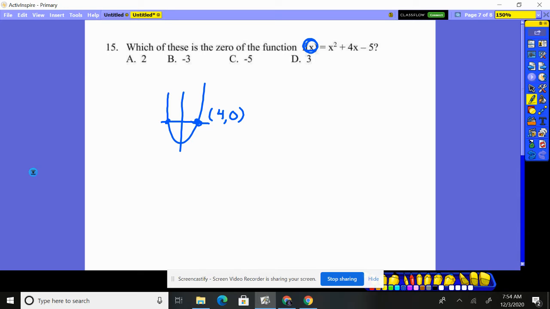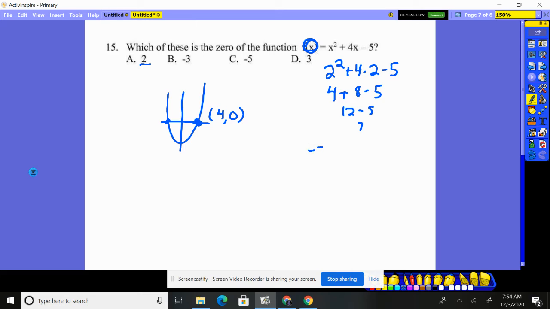So if I plug 2 into this equation, will it come out 0? That's what we're checking. Well, let's see. 4 plus 8 minus 5. No, 12 minus 5, 7. That doesn't come out 0. We need the answer to come out 0 because that will mean the y value, the height, is 0, and that's where it'll be crossing the x-axis.